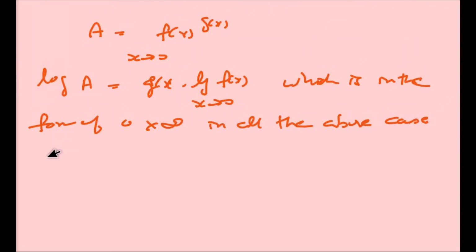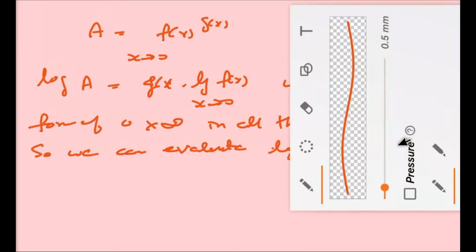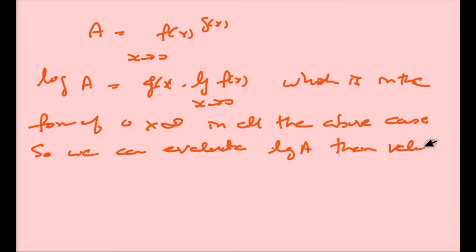Okay, so we can evaluate log a by the methods discussed. We can then find the value of log a, then a. Okay, this way you can solve this type of question. 0 into infinite type can again be changed into infinite upon infinite or 0 upon 0 form. So now do the question.